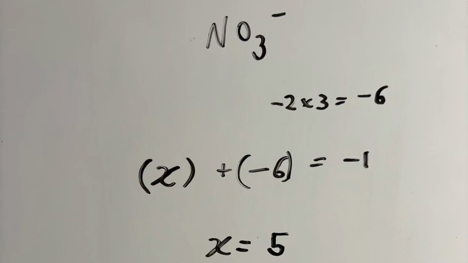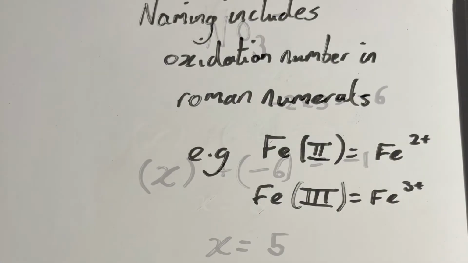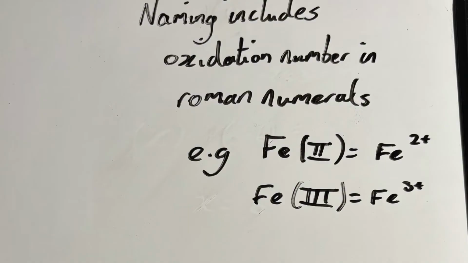So here, for example, if you follow the process, you know that nitrogen has an oxidation number of +5. And it's important to note that when they ask you for the name of a compound, you should include the oxidation number if it contains a metal with more than one. And you do this by writing the oxidation number in Roman numerals in brackets next to the metal. Here you can see 2 examples for iron. That should be +2 and +3, by the way, rather than 2+ and 3+.